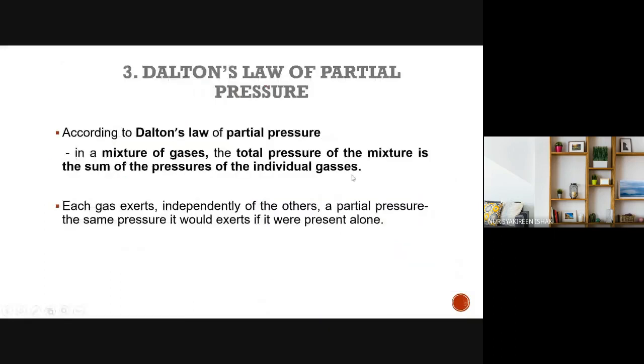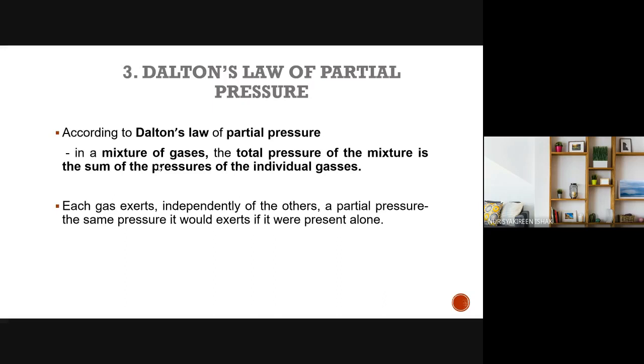Second law yang ni, Dalton's law of partial pressure, dah macam fizik dah. Okay, so according to Dalton's law of partial pressure, in a mixture of gases, the total pressure of the mixture of gas can. So example, in the atmosphere, you have several gases. You have nitrogen, you have oxygen, you have other inert gases, including carbon dioxide. So all these different gases in the atmosphere, okay, each individual gas will exert its own partial pressure.